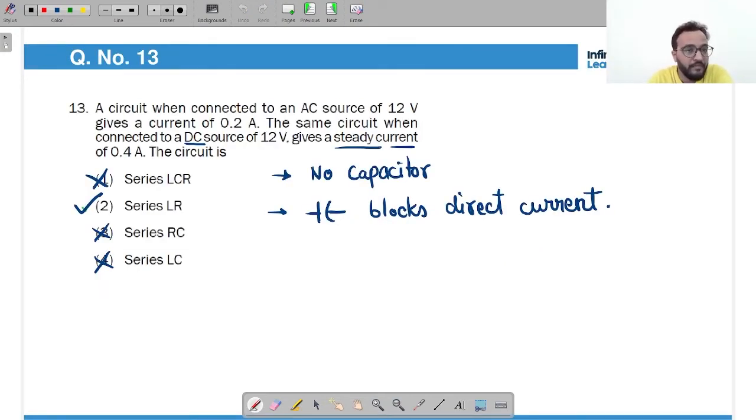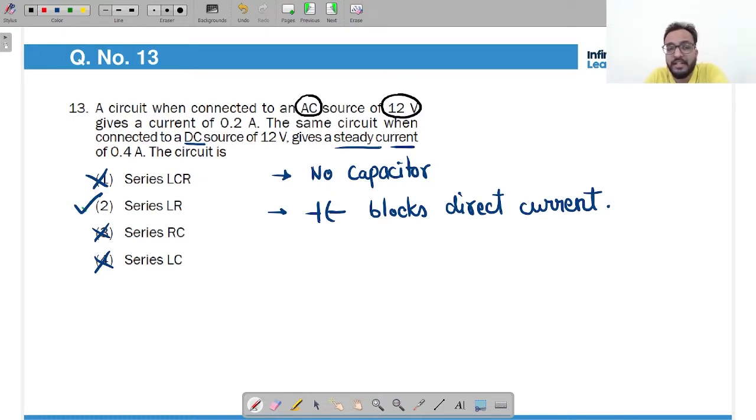Question number 30. This is an important question. A circuit connected to an AC source of 12 volts gives a current of 0.2 ampere. Okay, so there's a circuit. We don't know whether it's an LC circuit, LCR circuit, LR circuit, RC circuit, whatever it is. We don't know which one it is right now. But it is giving 0.2 ampere of current when it is connected to the AC source.